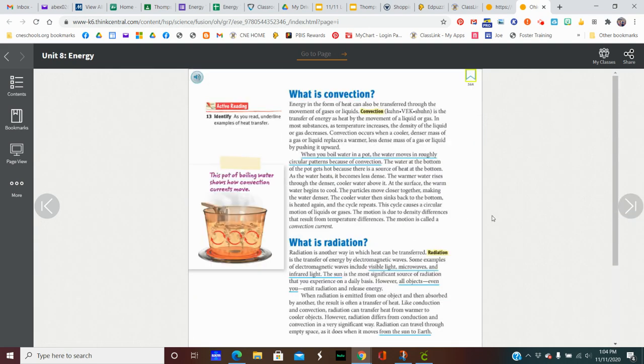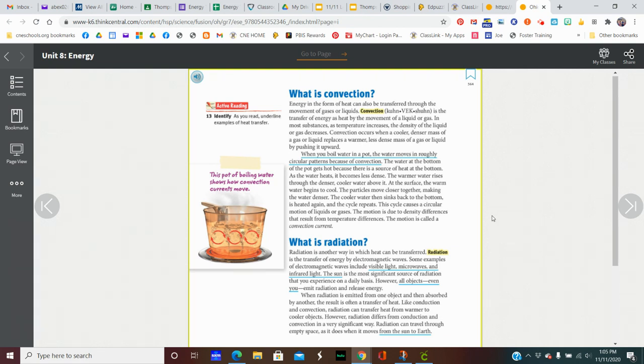All right, let's talk about the next kind of way to transfer heat, convection. Energy in the form of heat can also be transferred through the movement of gases or liquids. Convection is the transfer of energy as heat by the movement of a gas or liquid. In most substances, as temperature increases, the density of the liquid or gas decreases. So the particles are moving further apart, which would make sense. As we go from a liquid to a gas, we know that those particles are moving further apart.